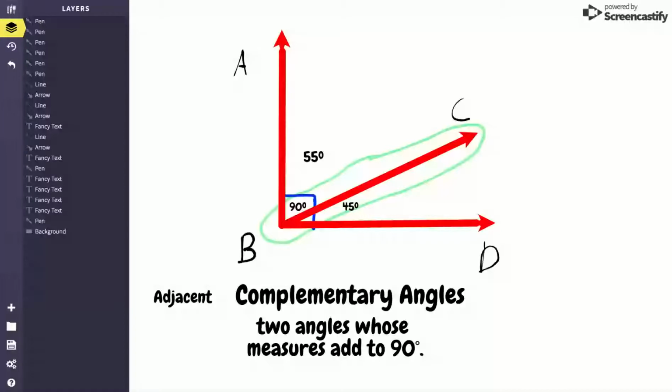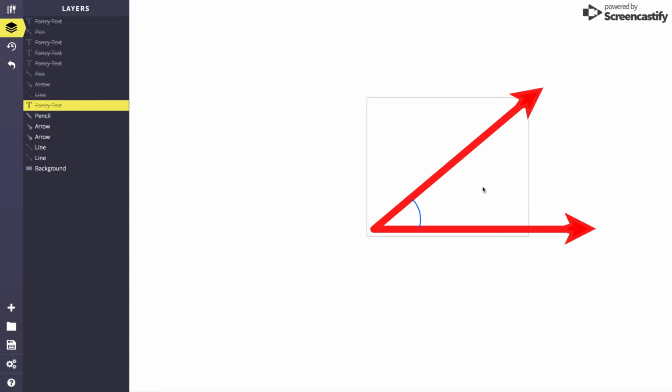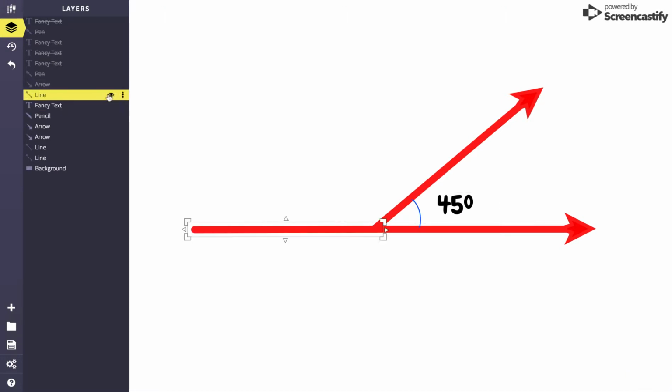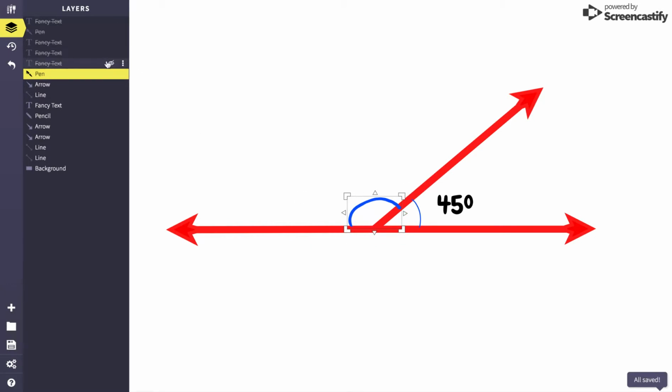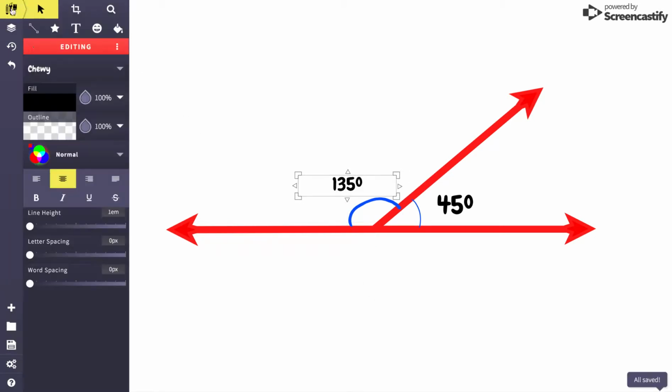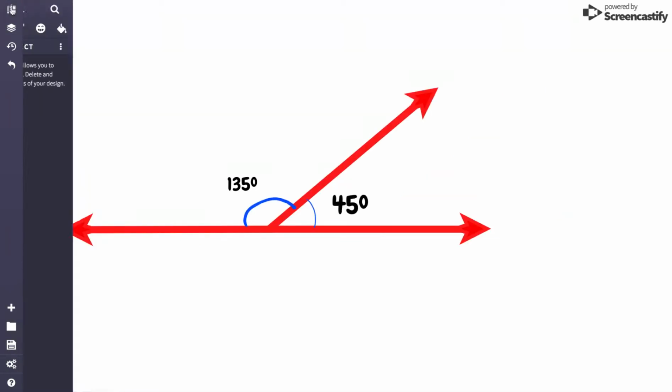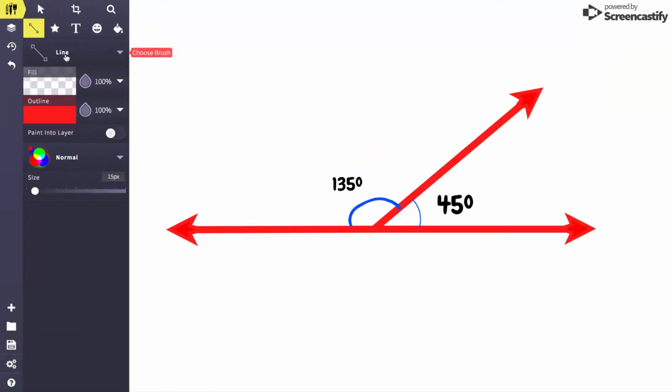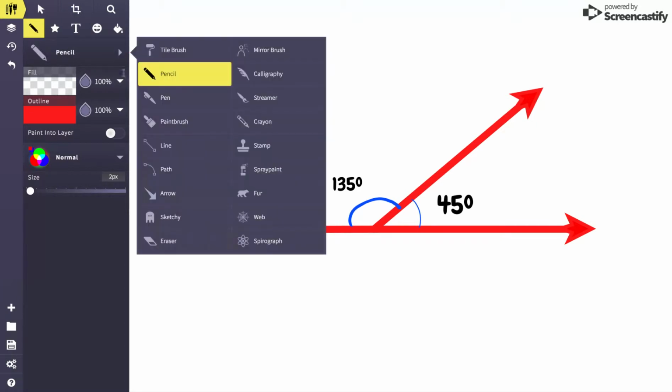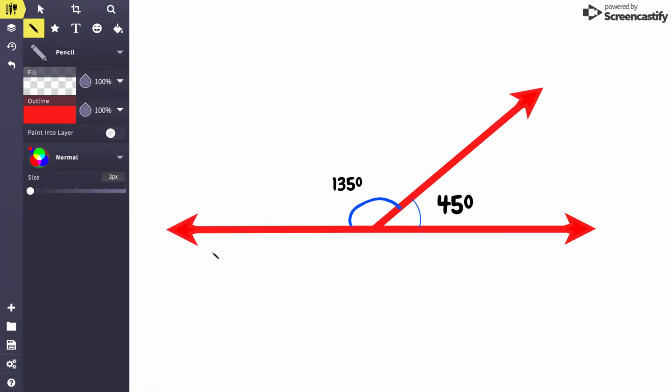Now, that was complementary angles. If we pop over here, we're going to be looking at another angle. This one is a 45-degree angle. But instead of drawing straight up, we're going to go over now, making another angle that's going to be 135. Just like on the last one, let's throw in a couple labels here.